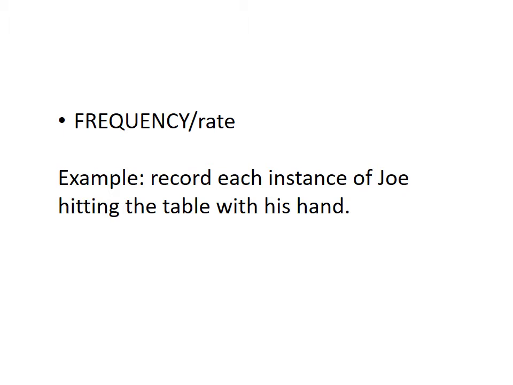So, let's say, for example, that we're going to record each instance of Joe hitting the table with his hand. Now, another important part about frequency or rate, or whenever we're taking data on behavior, we want to have that behavior operationally defined so that we can give this data sheet with a little bit of training to someone else, and they would be able to record that. So in this example, record each instance of Joe hitting the table with his hand. That's a pretty accurate definition. I want the definition to be detailed enough so that if we gave it to someone else, they'd be able to take the same kind of data.